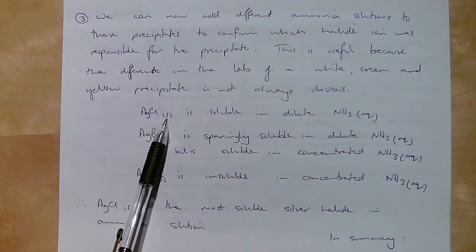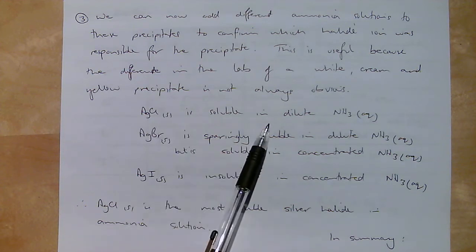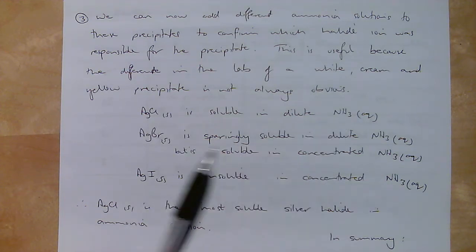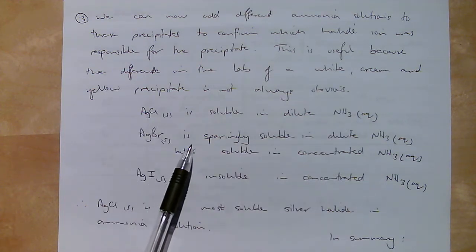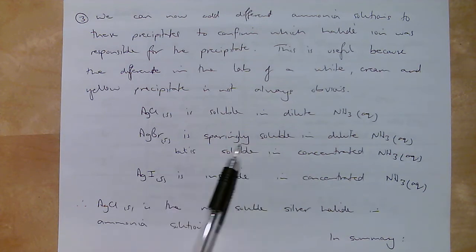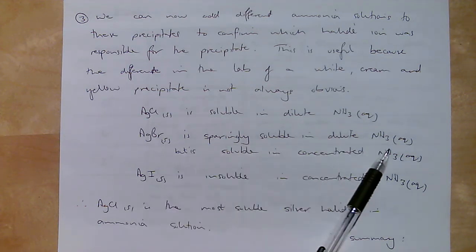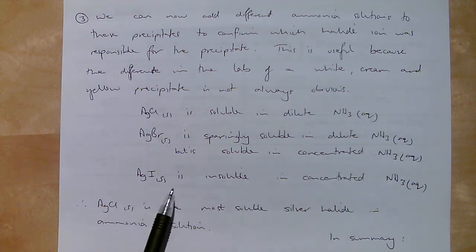So the silver chloride, the white precipitate, is soluble in dilute ammonia. Silver bromide is sparingly soluble, so only slightly soluble in dilute ammonia, but it is soluble in concentrated ammonia. And silver iodide is insoluble in concentrated ammonia. So therefore silver chloride is the most soluble silver halide in ammonia solution.